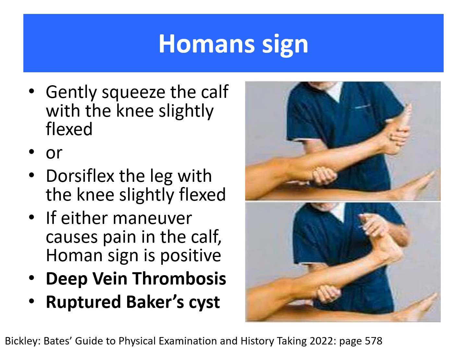Holman sign is positive if you have a deep vein thrombosis, or a much less common cause of a positive Holman sign would be a ruptured Baker cyst, and even less common than that is a ruptured plantaris tendon. Both of these will cause inflammation in the deep part of the posterior compartment of the leg, causing a positive Holman sign.